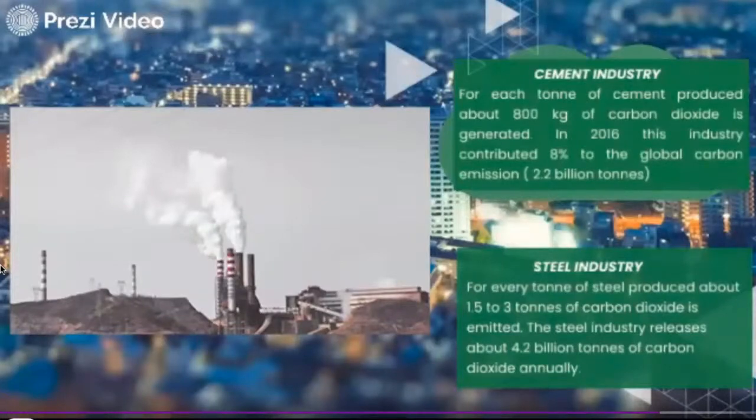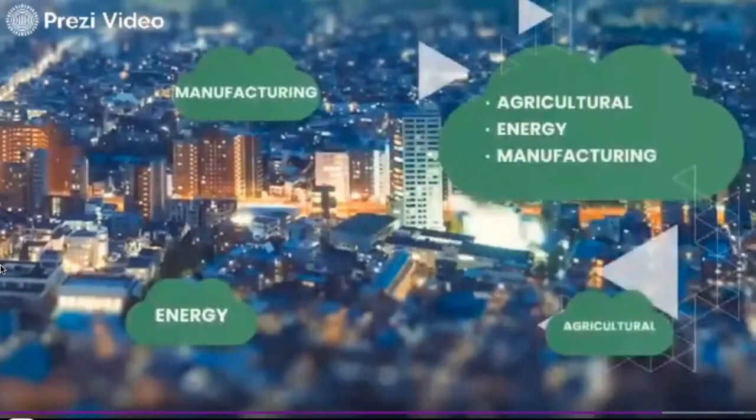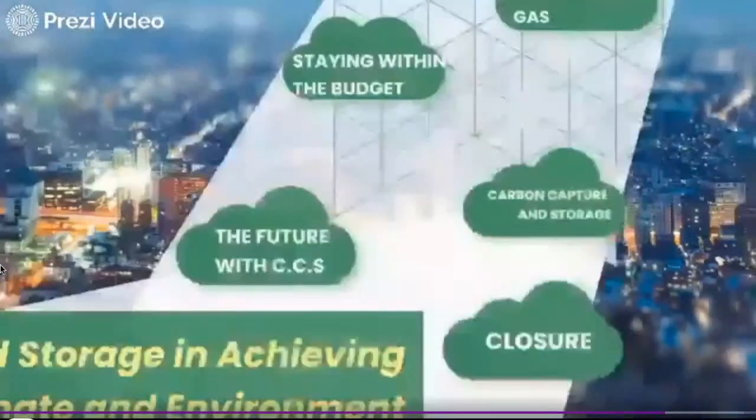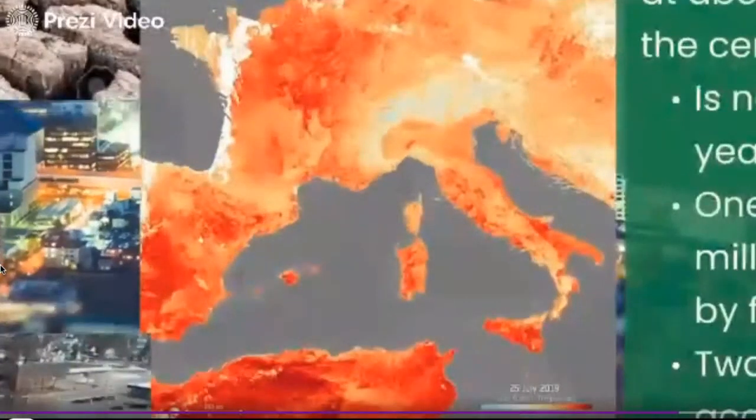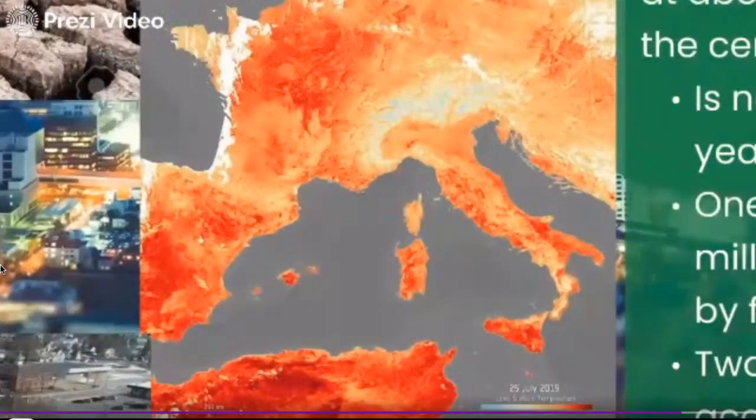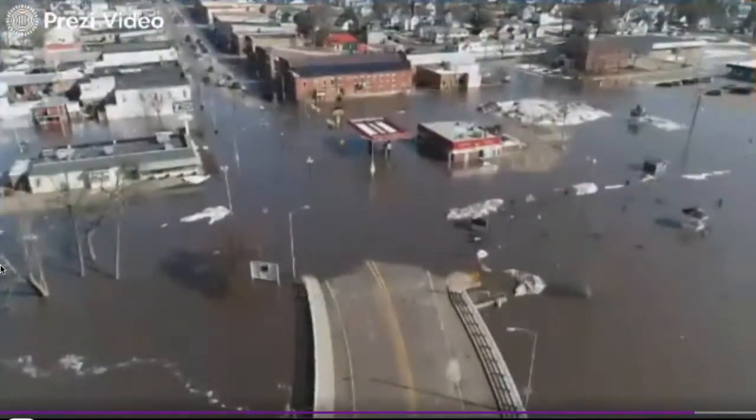Because of want of time, I will try to round up immediately, and I will take us to the future with CCS. What does it mean for us to have carbon capture and storage? With the fast development of carbon capture and storage, we shall avoid heat waves moving around. If we can curb the amount of carbon we release into the atmosphere, then we shall save the earth from heat waves going forward. Then we shall try to limit the amount of flooding, tsunamis, and tornadoes that are going to happen in the future.